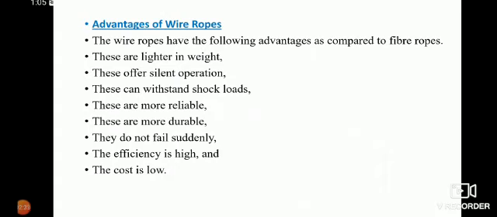Advantages of wire rope. The wire rope has the following advantages as compared to fiber ropes. These are lighter in weight. These offer silent operation. These can withstand shock loads. These are more reliable. These are more durable. They do not fail suddenly. The efficiency is high and the cost is low.